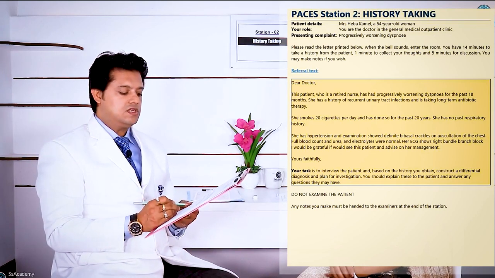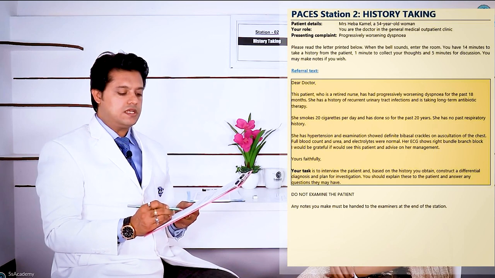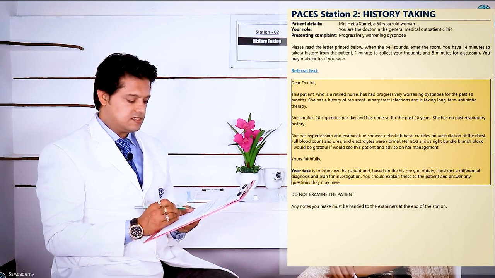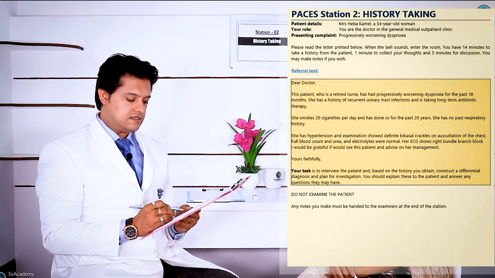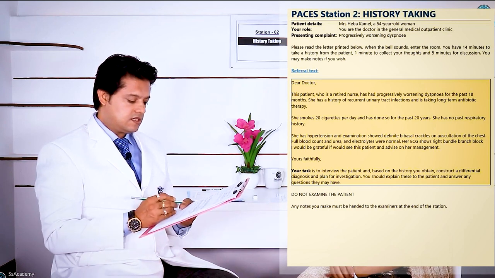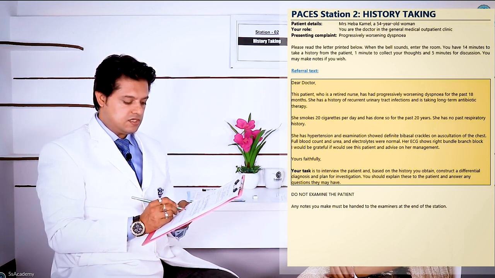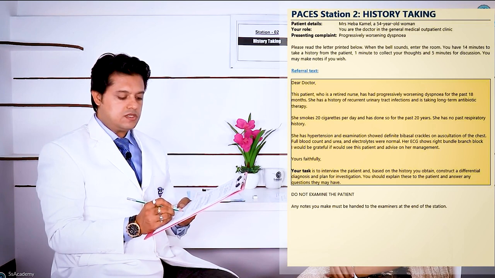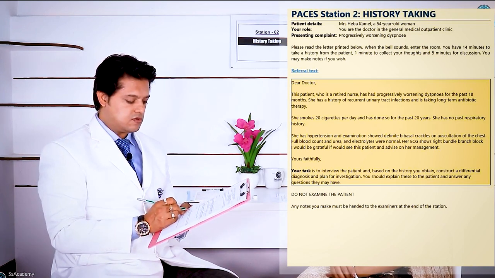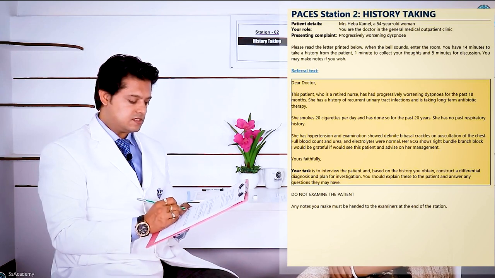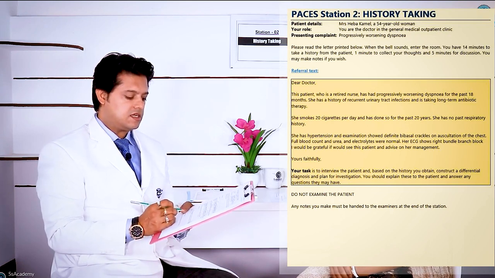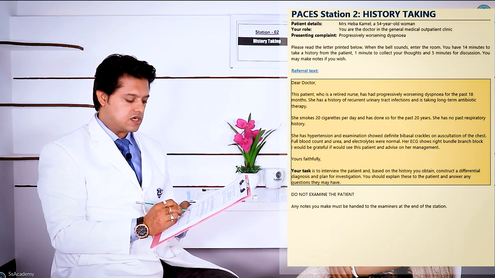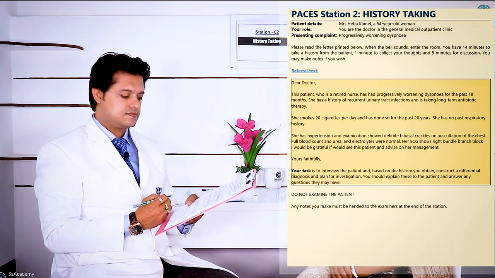Your task is to interview the patient and, based on the history you obtain, construct a differential diagnosis and plan for investigation. So what does it say? Your task is to interview the patient, meaning you need to take the full history. Based on the history you obtain, construct a differential diagnosis. You need to make a good differential diagnosis, circle the differential diagnosis. The task is important, my dear. And plan for investigation, so circle the plan for investigation.